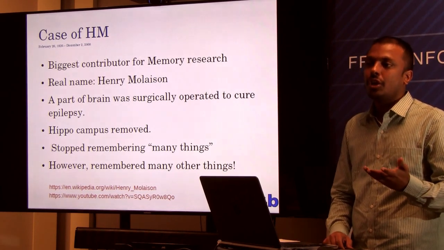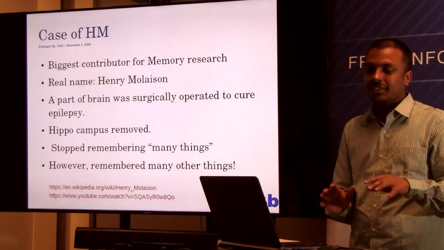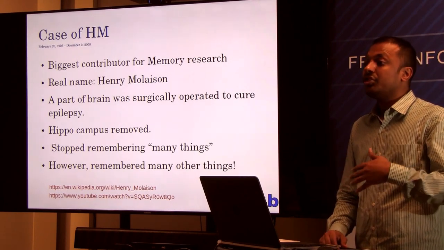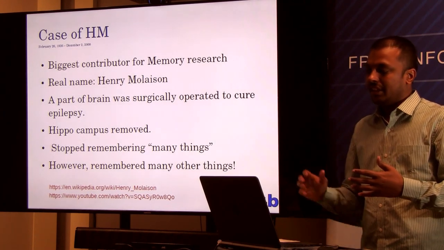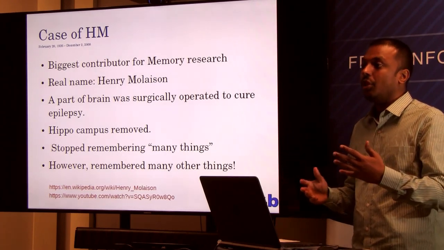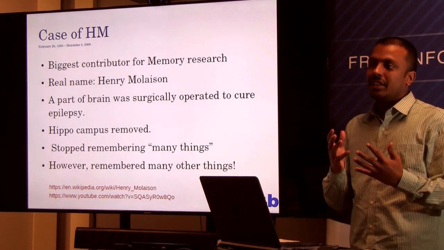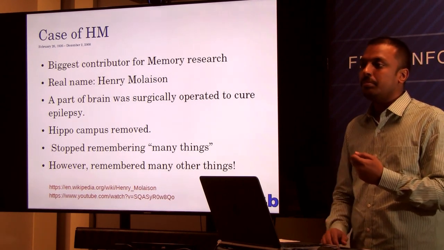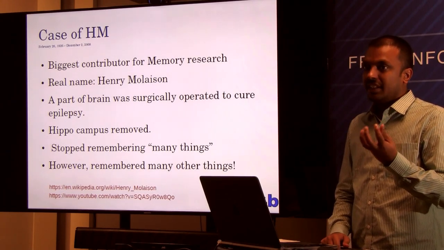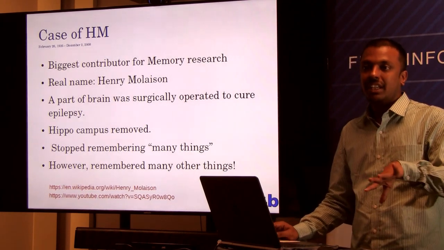But what happened is, he stopped collecting some kind of memory. What he stopped collecting was the things which he was experiencing. Whereas he could still learn a lot of things, for example how to swim. But what he could not retain was his experiences. So people started saying, okay, if a part of the brain has been removed and it is causing only one kind of problem, then there is a clear-cut idea that there are separate types of memories.